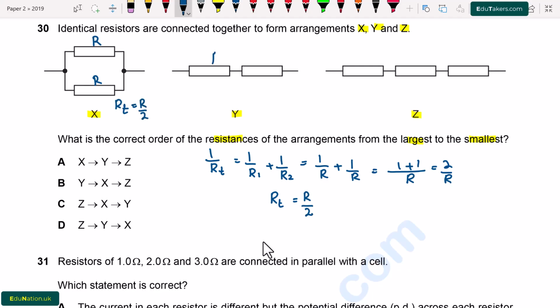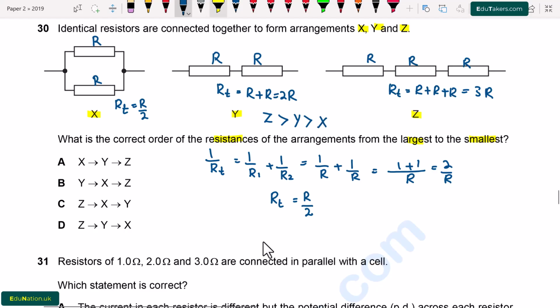For Y, if I again suppose here it is R, the total resistance will be the sum of both of these resistances. It will be R plus R, which is 2R. For the circuit Z, the total resistance will be equal to R plus R plus R, because there are three resistors. So it will be equal to 3R. Now we see here that the resistance for Z is larger as compared to the resistance for Y, and it is also larger as compared to X.